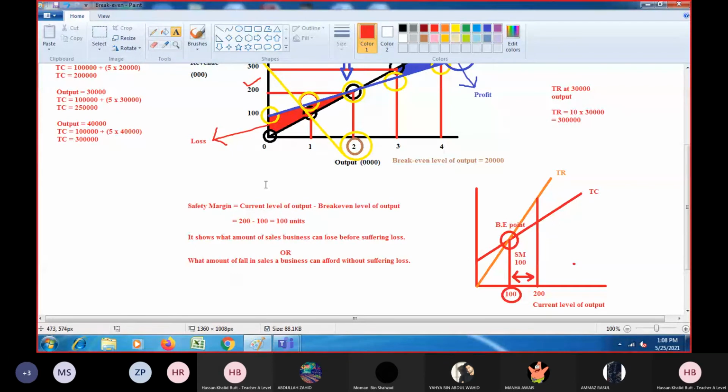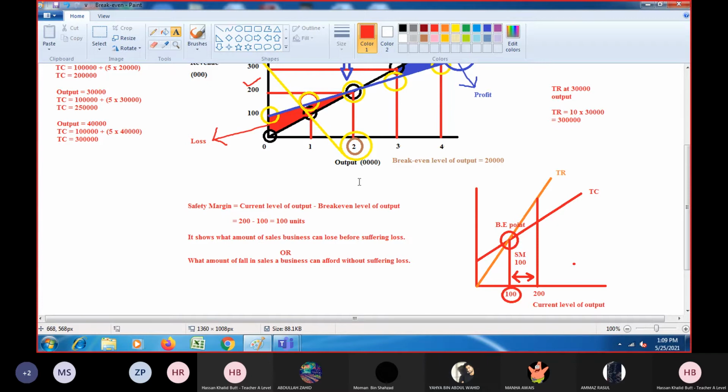Okay, any problem regarding safety margin? Anyone? Sir, is break-even also a loss? No. Why? Because at break-even, you are able to cover all your costs. Sir, you said that we deduct until we do not get a loss, so it will not be included in the safety margin. No, what happens?